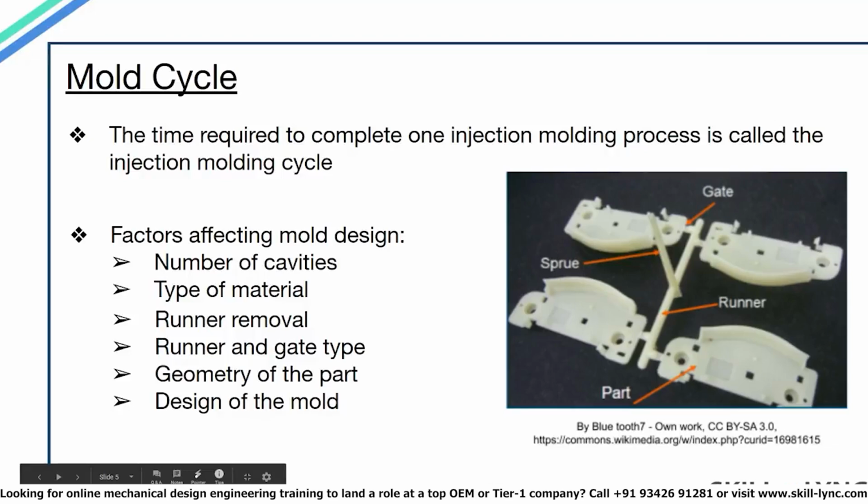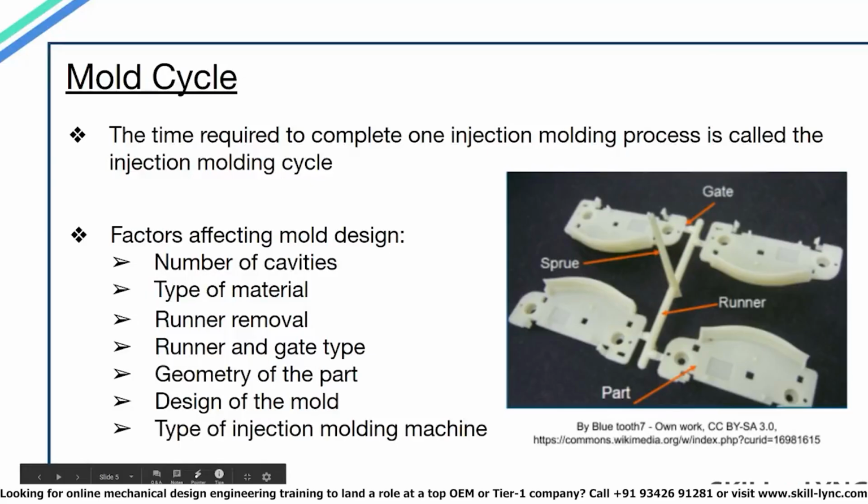Let's take the length of the runner channel as an example. We know that runner channels are provided for the molten material to reach the cavity. But how much the length of the runner channel should be comes into design considerations. If we provide a runner channel more than the required length, then that would increase the mold cycle time. So how good the design of the mold is will also impact the mold cycle time.